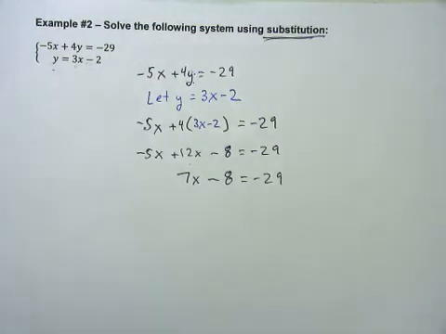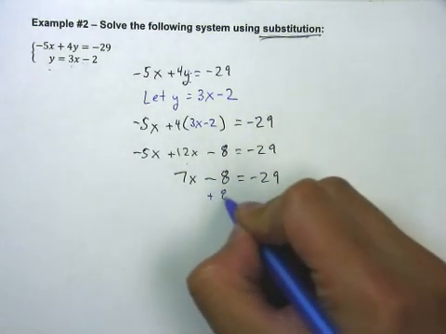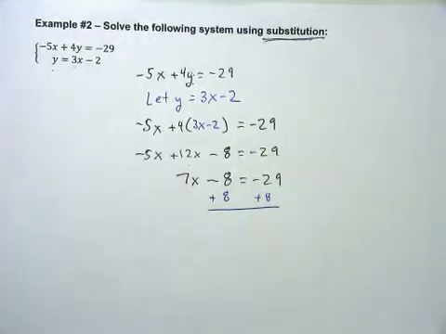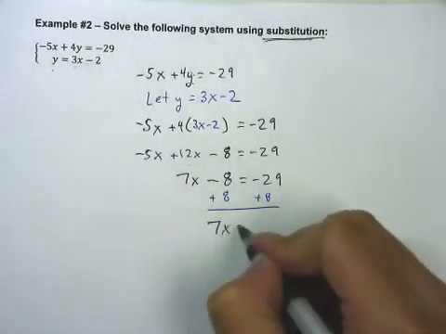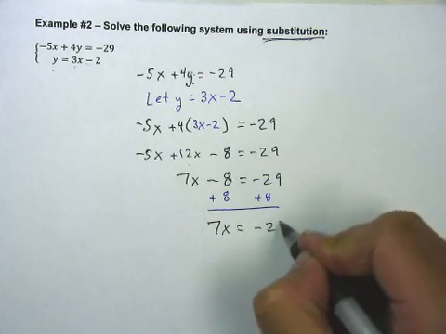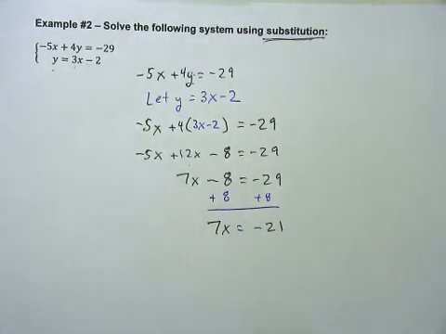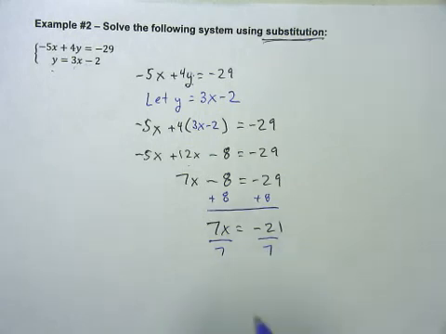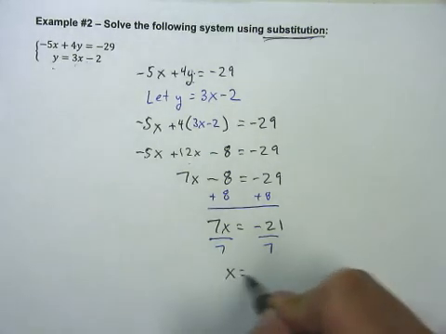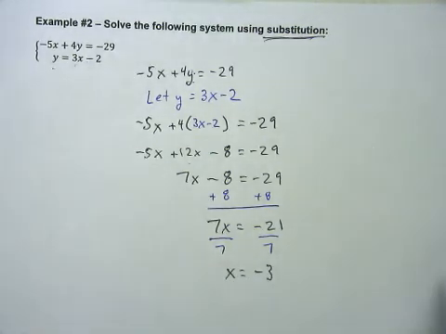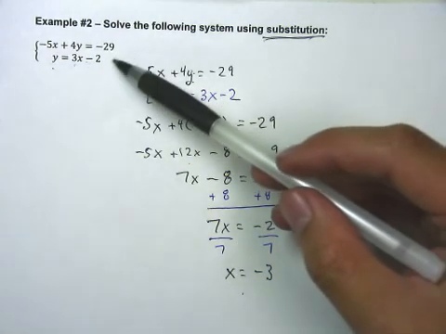And I'm going to add 8 to both sides now. That gives me 7x equals negative 21. And then if I divide both sides by 7, we get x equals negative 3. So right now, we have the x value of our solution. Remember, our solution is an ordered pair, so we need an x and a y. So this is the x value that would be the same for both equations.